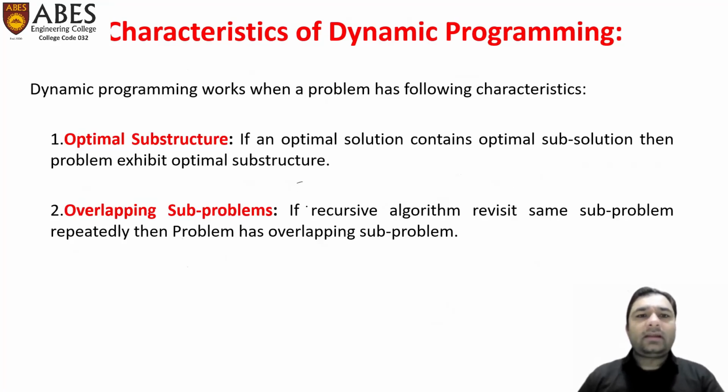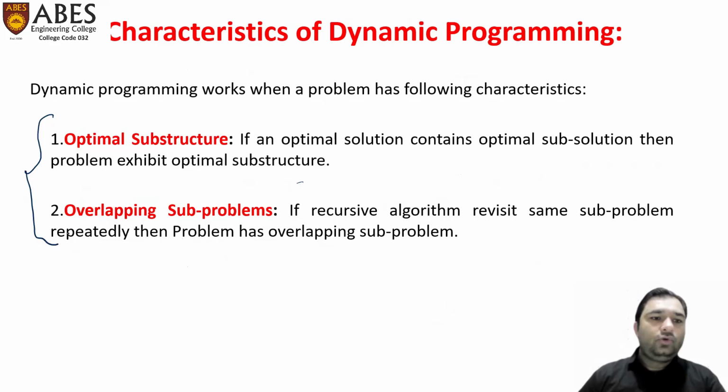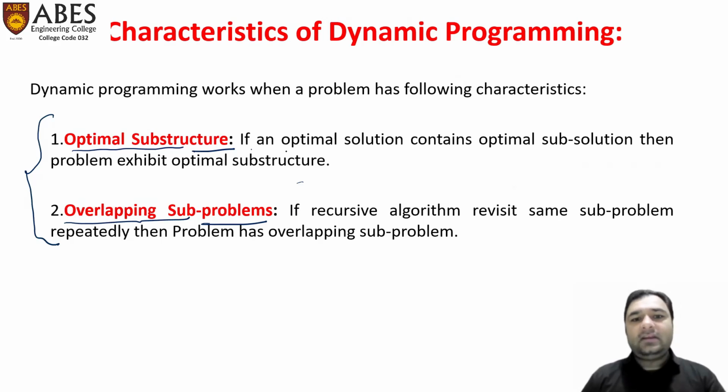If we talk about the characteristics of dynamic programming, these are the two points which we have to look at. When a problem has the following characteristics, then we can apply dynamic programming to it. First is optimal substructure, and second is overlapping subproblems. In optimal substructure, if an optimal solution contains an optimal subsolution, then the problem exhibits the optimal substructure property, right? If an optimal solution contains an optimal subsolution, basically, when we divide a problem into subproblems.